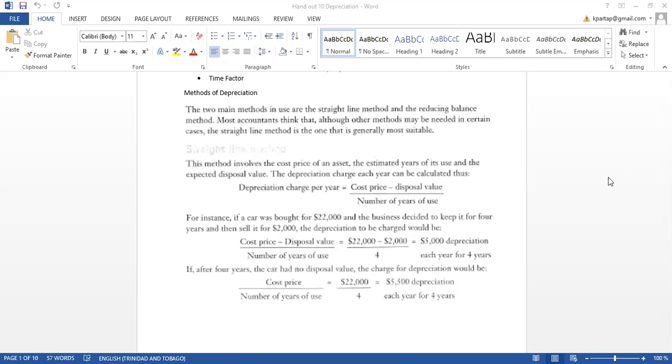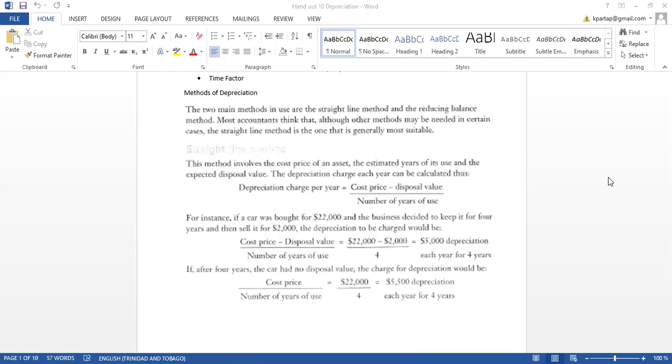Okay, so we have the straight line method, which involves the cost price of the asset. We look at the estimated years that it is going to be in use and the expected disposal value. The depreciation charge each year can be calculated as follows. So we have a formula here we need to look at. Depreciation charge per year: cost price, meaning if we bought the item at 100,000, minus how much we expect to get when we sell it off.